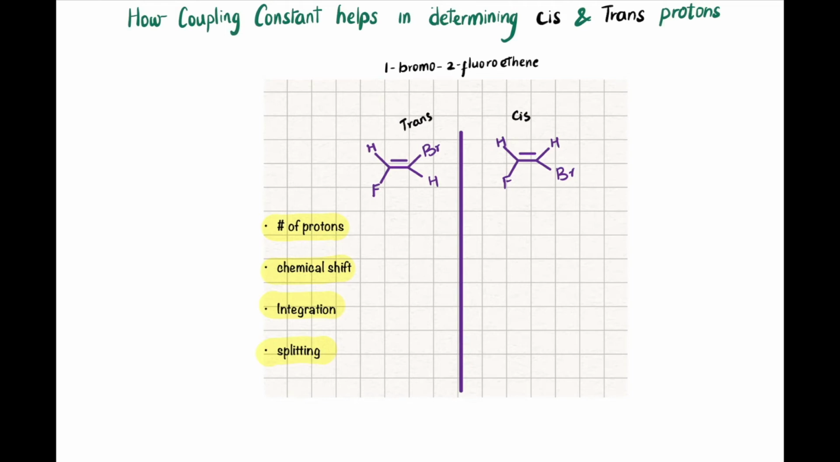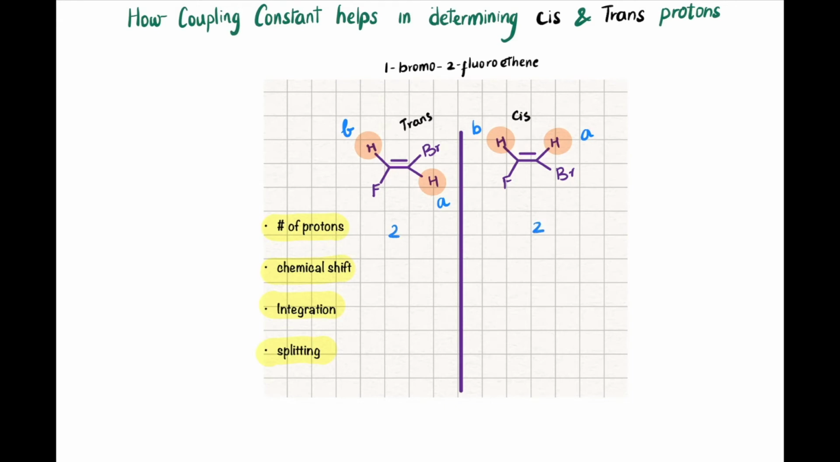Now let's see how the coupling constant can be useful in determining the cis and trans configuration in an NMR spectrum. Here is 1-bromo-2-fluoroethene, which can exist in cis and trans configurations. When you look at this compound, there are two different types of protons. Let me designate these as HA and HB. Here is my HA proton and this is my HB proton, and similarly, these are the two protons I have, HA and HB. So on the whole, there are only two different types of protons in both of these compounds.